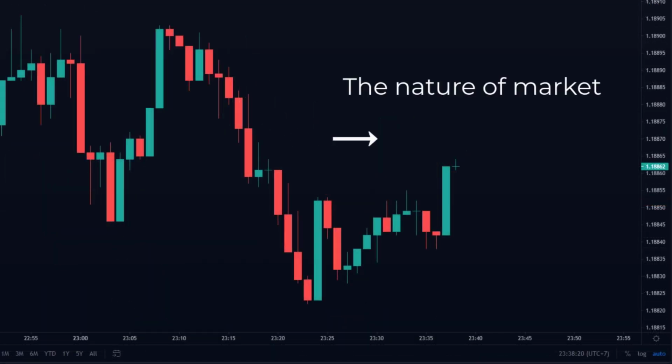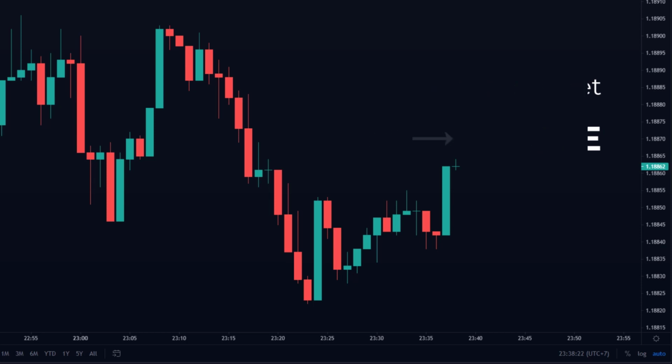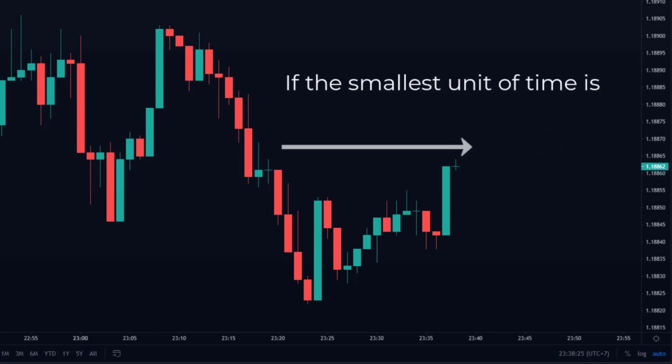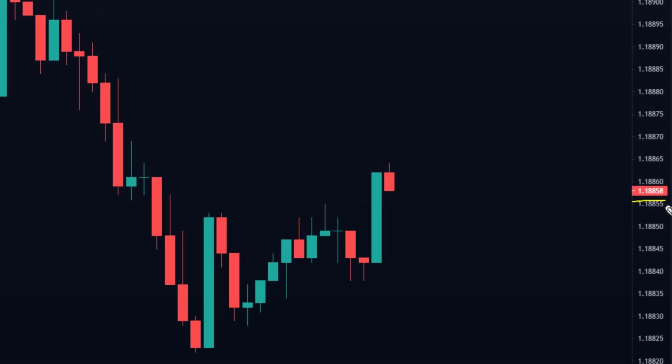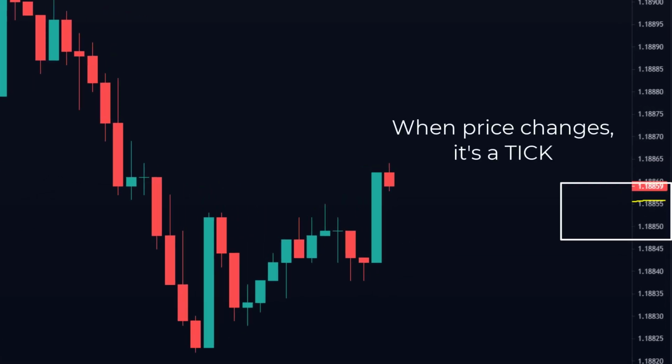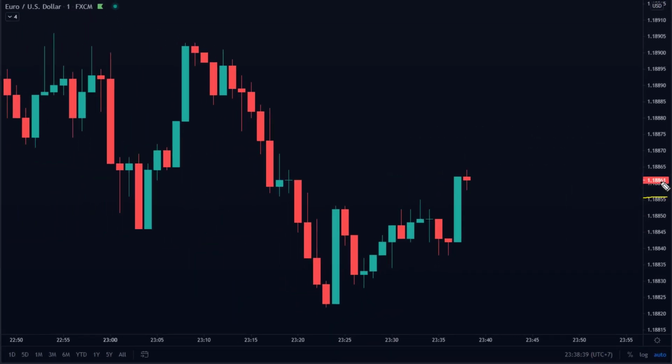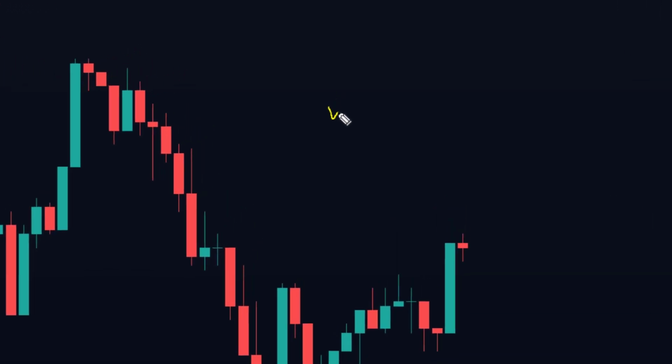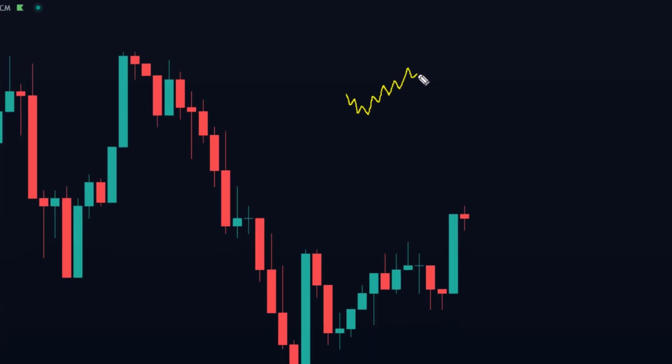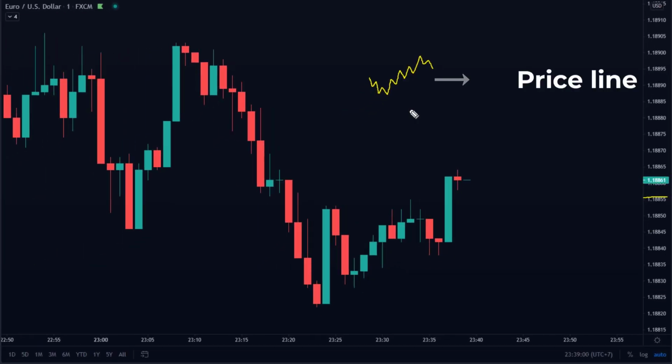The nature of the market is the price line. If we consider the smallest unit of time to be a tick, you can see here, when price changes, it's a tick. So after many ticks, we use lines to connect the price changes. It will look like this. It will oscillate up and down like this. And this is the price line.